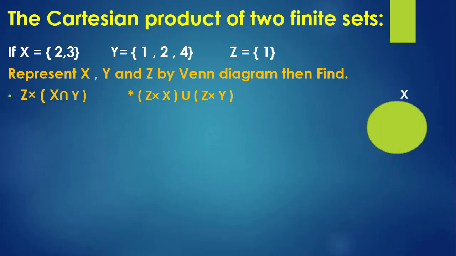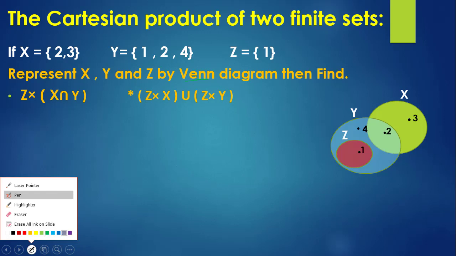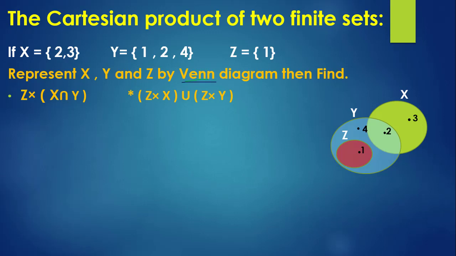For example, here we have X consisting of 2 and 3. This is 2 and 3 inside a closed shape. Then we have Y consisting of 1, 2, and 4, but here we have 2, so 2 will be in the intersection zone here. So we still have 1 and 4. Finally, we have Z. Z is a subset of Y, so I draw it inside Y. Okay, so this is the first required: draw the Venn diagram of X, Y, and Z. This is the Venn diagram.